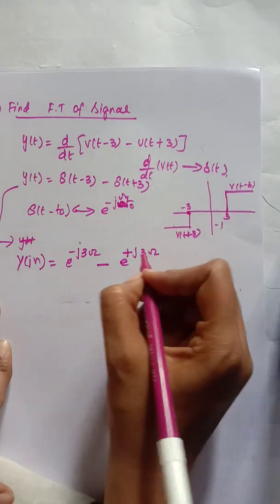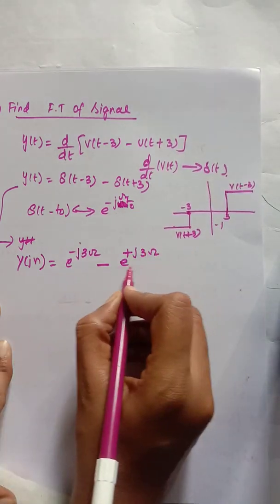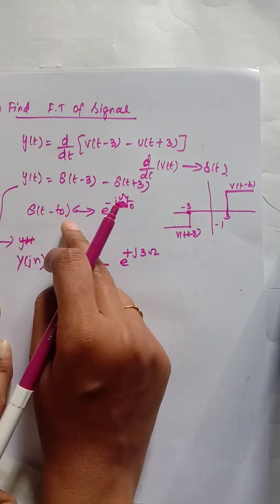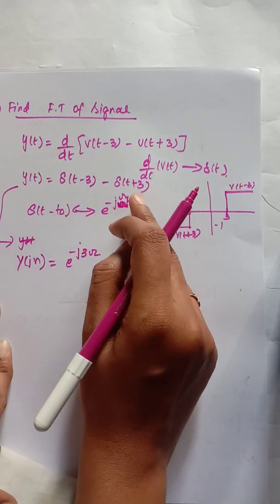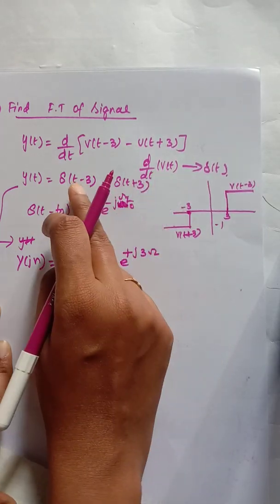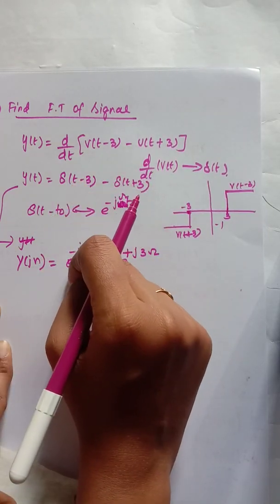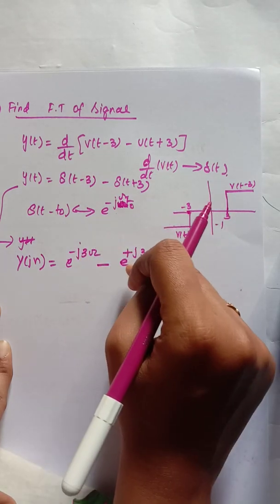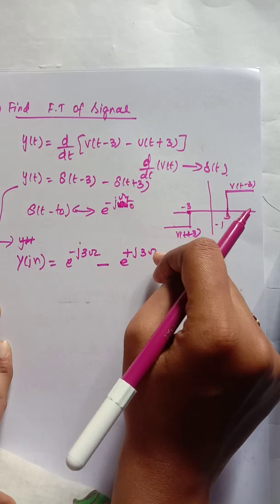Now this is the result: delta of t minus t naught is e power minus j omega t naught. Here t naught is 3. So here you will get e power minus j 3 omega minus e power plus j 3 omega.